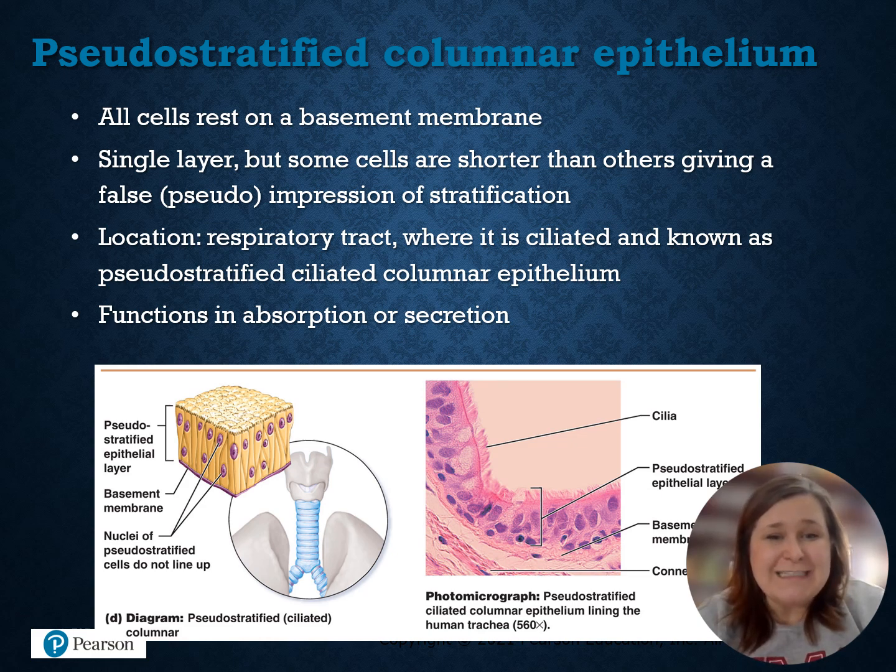So ciliated cells are those hair-like cells that are going to help us cough and move things up out of our respiratory tract. And these function in absorption and secretion.